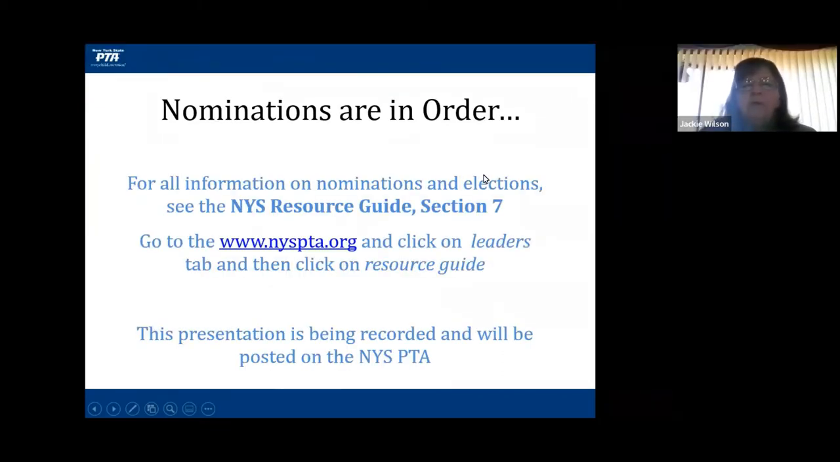For all things nominations and elections, see the New York State Resource Guide, Section 7. You click on the website, go on the Leaders tab, and then click on Resource Guide, and it will take you to Section 7. And again, this presentation is being recorded and will be posted on the New York State website.